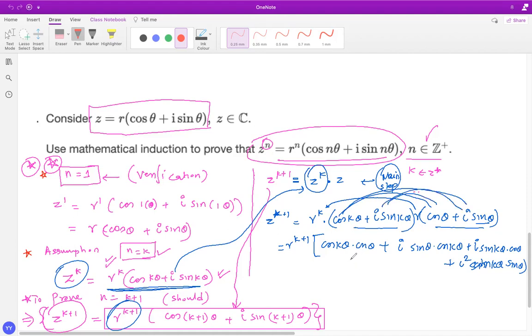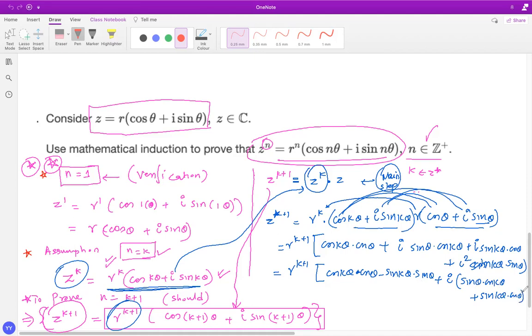Okay, now next step is that I got r to the power k plus 1. Now you would write down, okay, this is cos k theta cos theta is the real part, and here the real part is minus sine k theta times sine theta. And plus, you take i common, you could write down this as i times sine theta cos k theta plus sine k theta times cos theta.